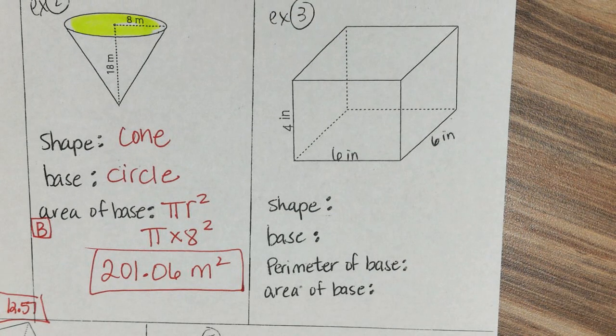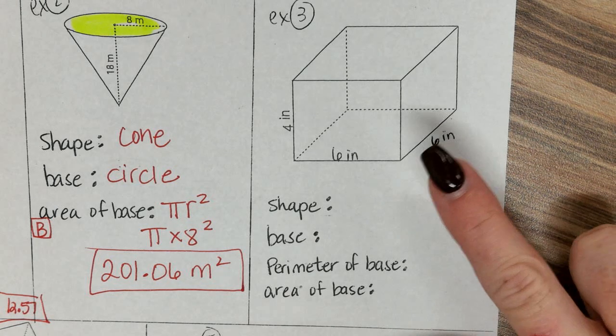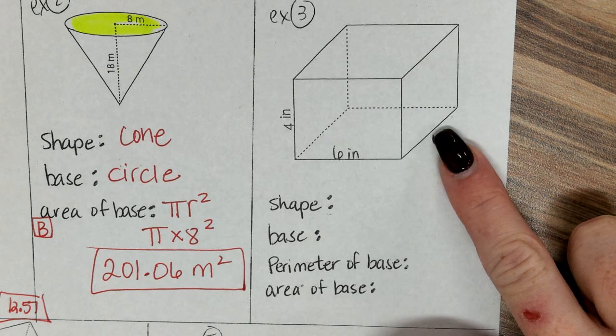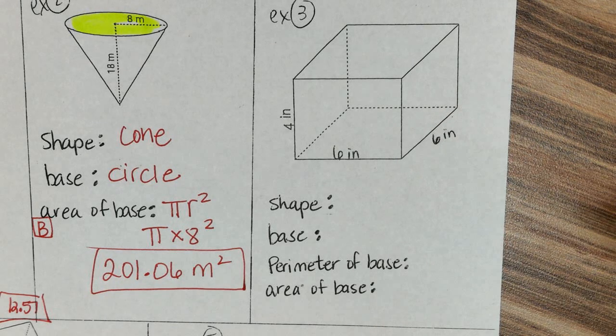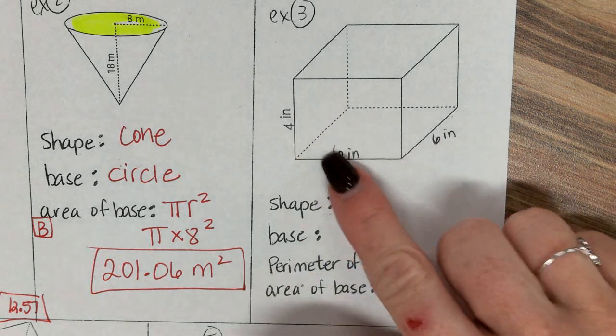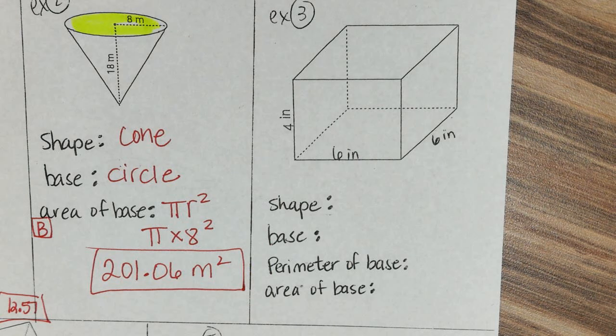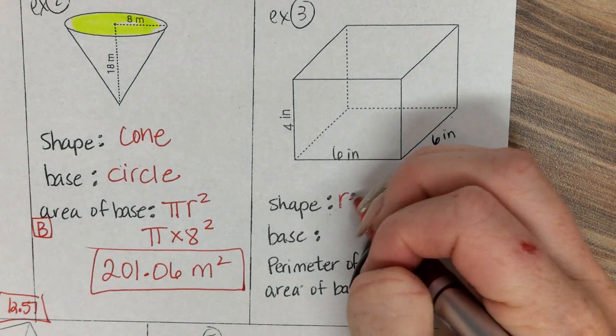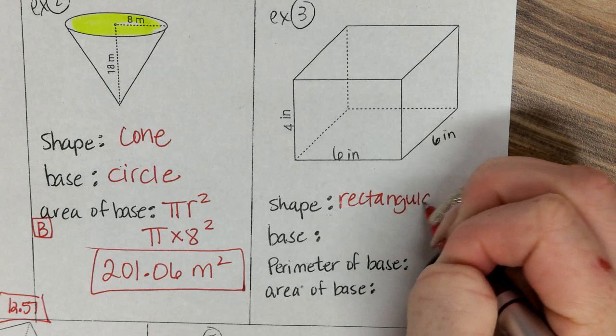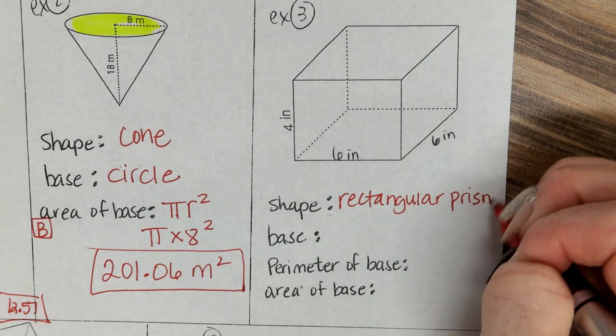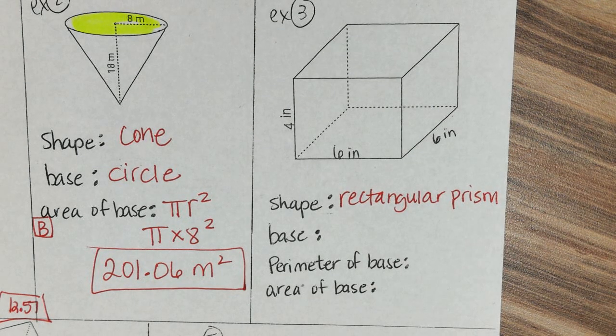Example 3. What kind of shape is this? It's not a cube because a cube would mean all sides are the same, and this is a 6 and this is a 4. This is called a rectangular prism. Write this down. You're about to answer questions on this. This is called a rectangular prism.